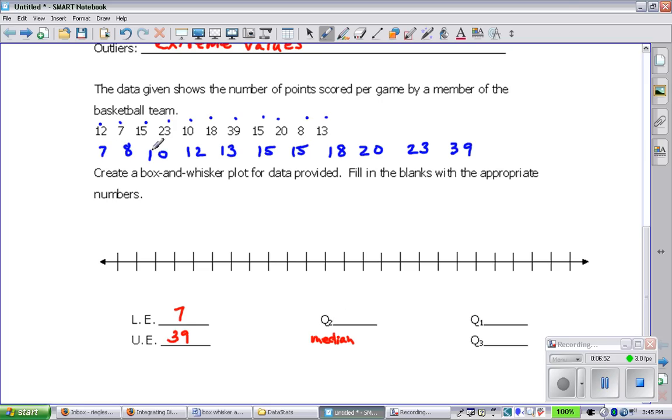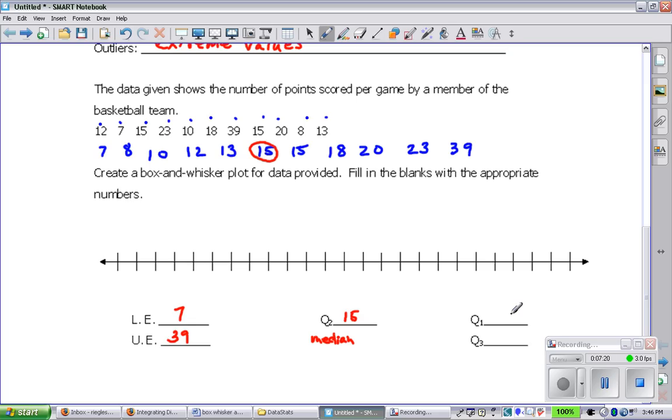We have 1, 2, 3, 4, 5, 6, 7, 8, 9, 10, 11. Oh, nice and odd, which is good. So that means the sixth number, 1, 2, 3, 4, 5. Oop, miscounted, 3, 4, 5, 6. So this 15 right here should be our median. We have 5 numbers to the left, 5 numbers to the right, so that's got to be our middle number. So our second quartile is 15. That's the median of all the data.